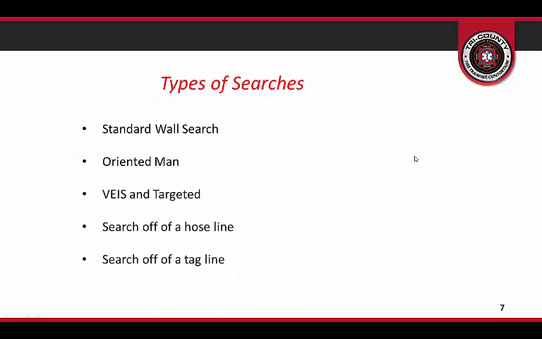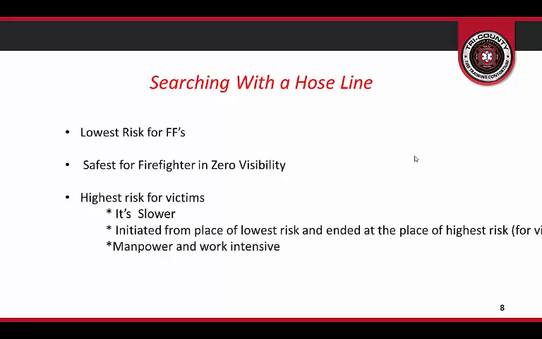So our types of searches, again, some of this is going to be review, but we're just going to go ahead and run through it real quick. Standard wall search, oriented man search, VEIS and targeted search, search off of a hose line, and search off of a tagline. So searching with a hose line, it's the lowest risk for us and it's safest for us in zero visibility. Unfortunately, it's the highest risk for the victims. It's slower. It's initiated from the place of lowest risk and ended at the place of highest risk for our victims. And it's manpower and work intensive for us.